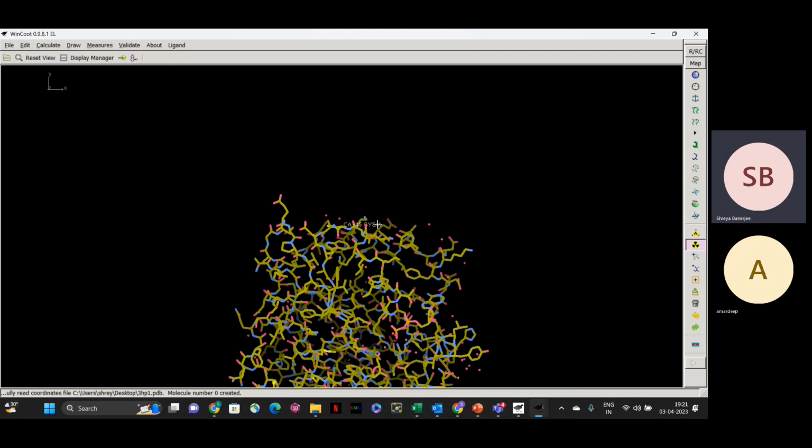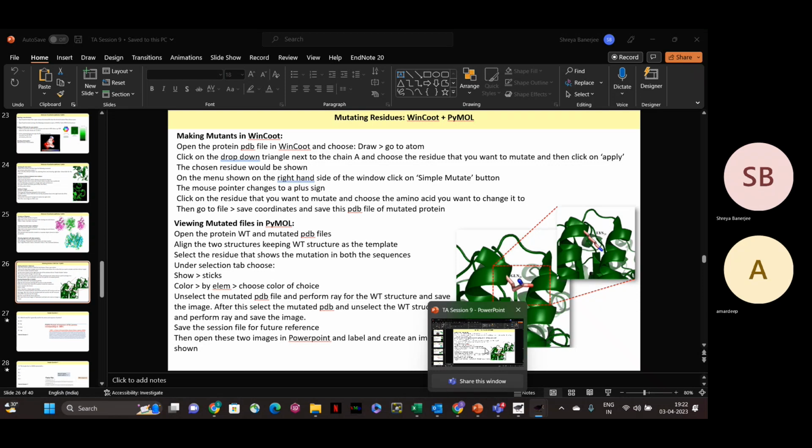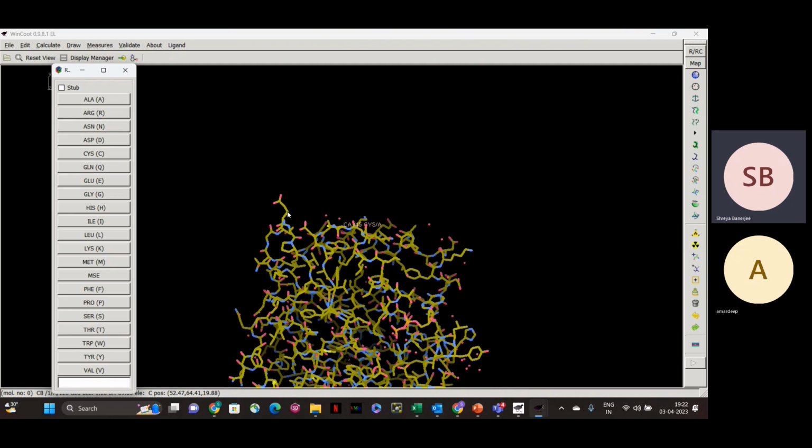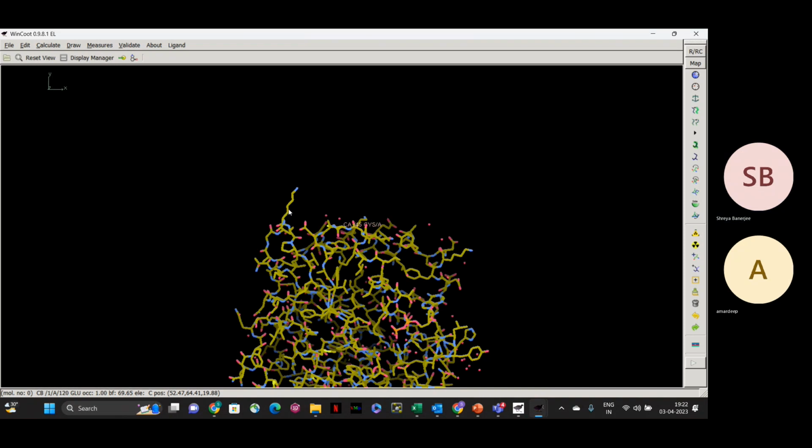If you click on the plus sign, you click on the residue and choose the amino acid you want to change it to. So suppose I click on this residue, this is an aspartic acid, and I want to change it to a basic residue, say lysine. It became a lysine. Did you see that?